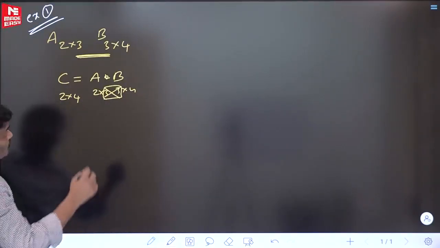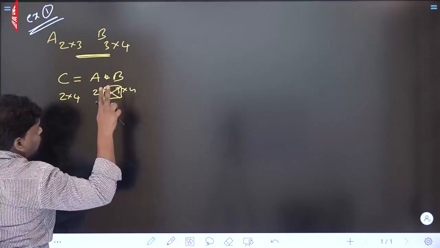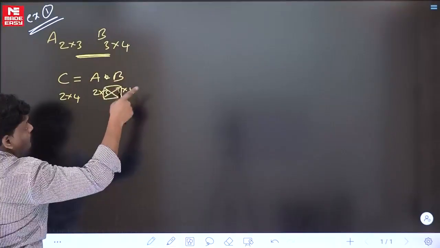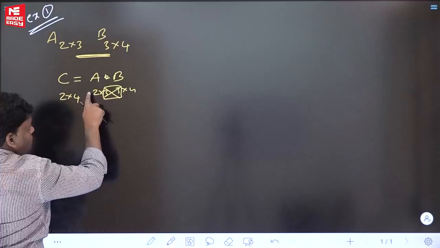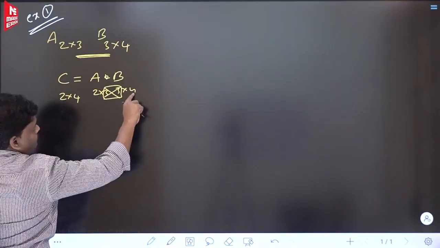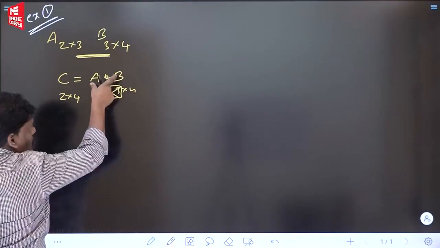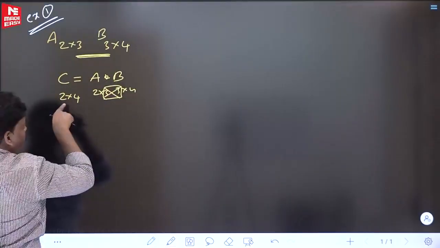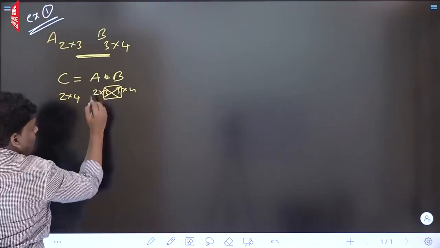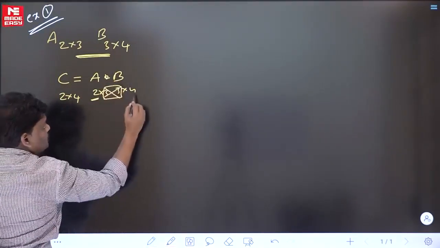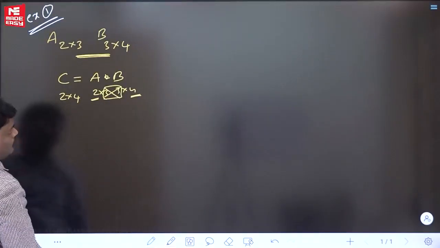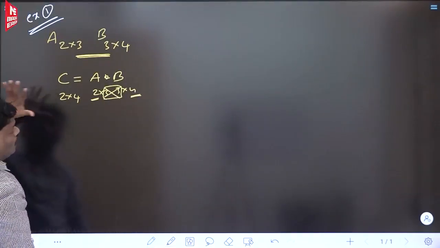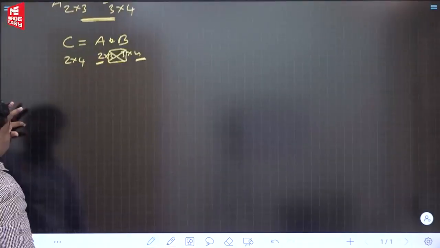So if anyone asks you from today onwards, if you multiply two matrices, what is the resultant matrix size? It is first matrix number of rows, last matrix number of columns. The reason is in between all the things will cancel each other. So C matrix size is 2 by 4. Right, let's see the next one.